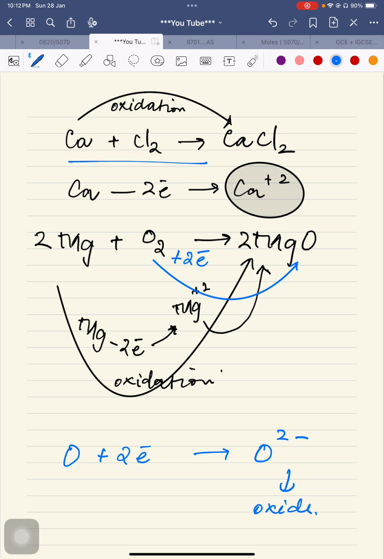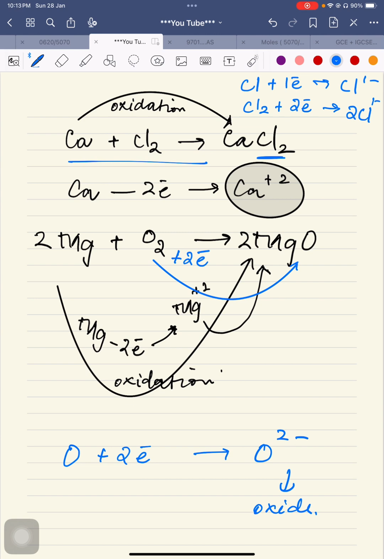In the top equation, we can say that Cl has gained 1 electron, turning itself into Cl1 minus. As there are two Cl, we can write that Cl2 is gaining 2 electrons, and as a result it is turning itself into 2Cl1 minus. Cl is called a chlorine atom. Cl1 minus is called a chloride ion.